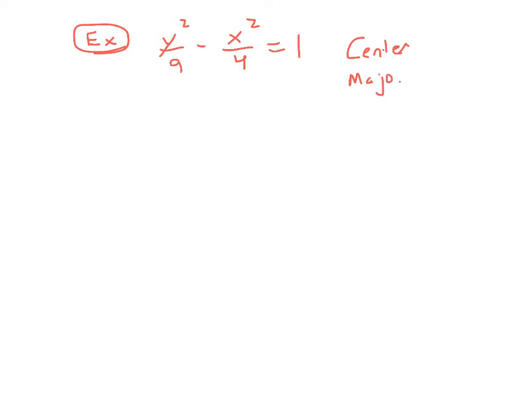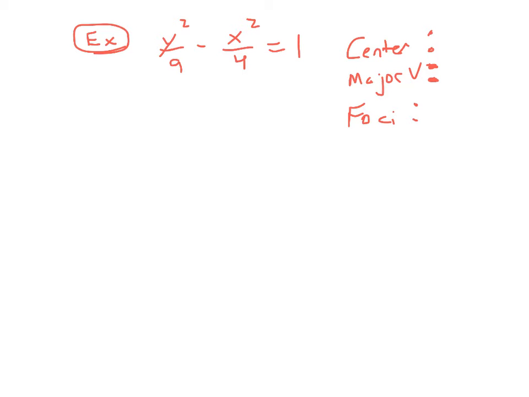Okay, so for example 1, let's say that I give you this equation of a hyperbola, y squared over 9 minus x squared over 4 is equal to 1. Things that I'm going to make you find for a hyperbola: the center, the major vertices (I do not make you find minor vertices for hyperbola, just major vertices), the foci, and equations for the asymptotes. We'll do that here in just a moment, but let's focus on these three things first.